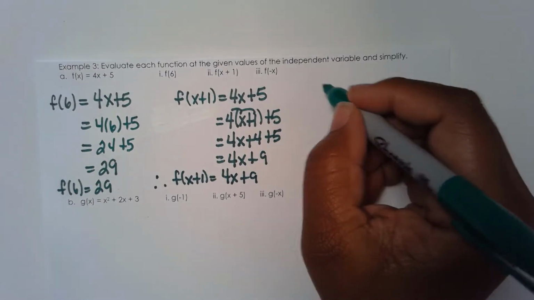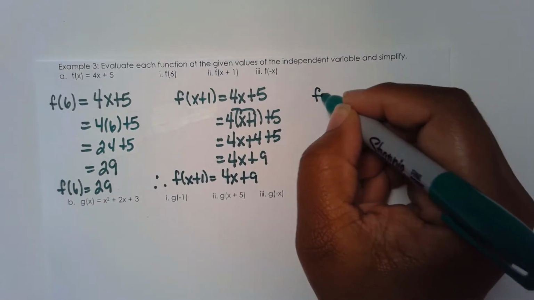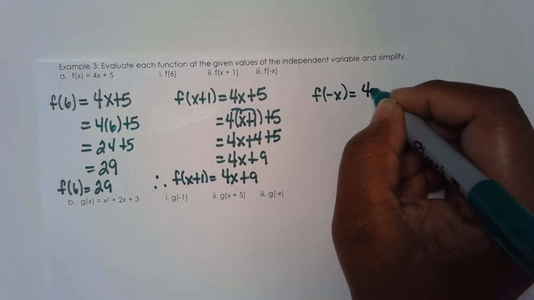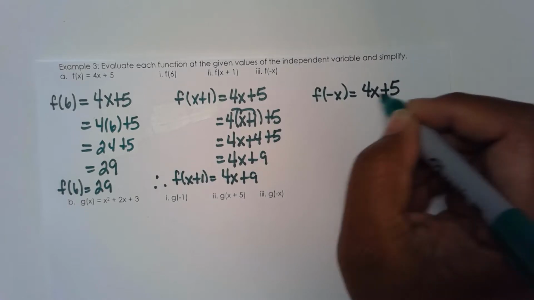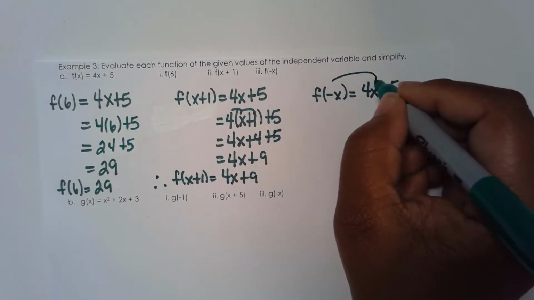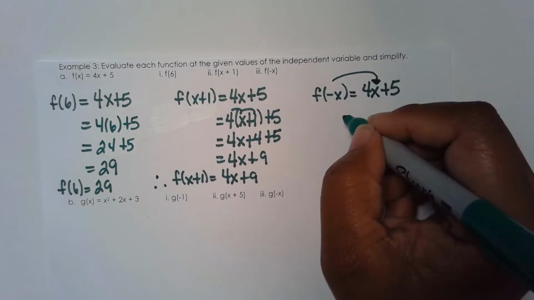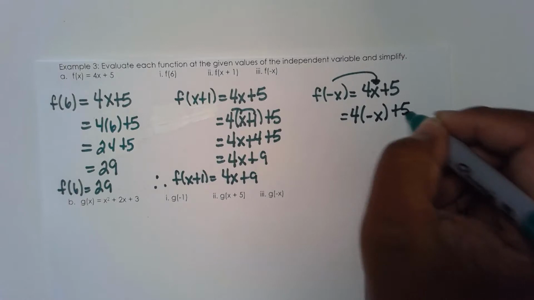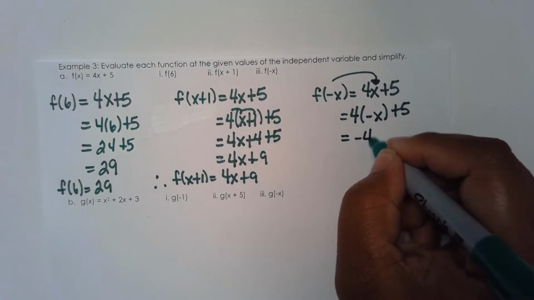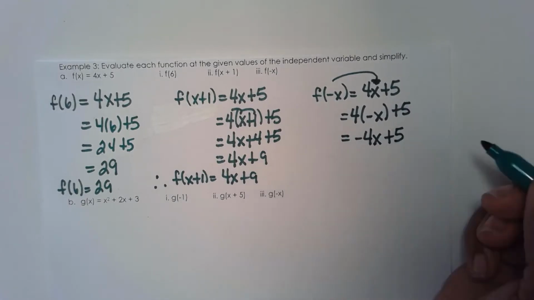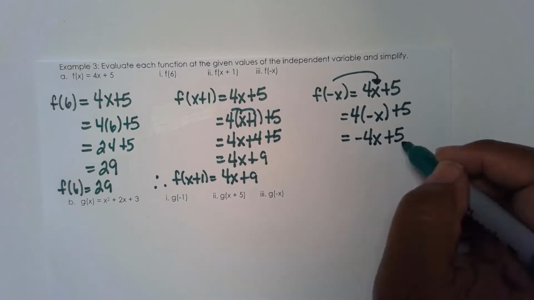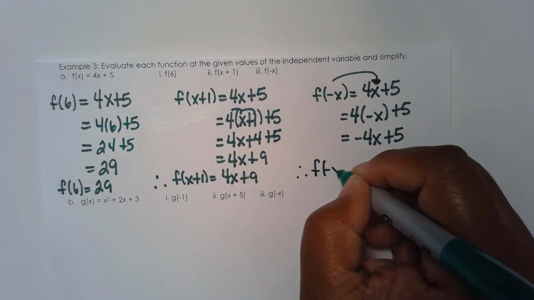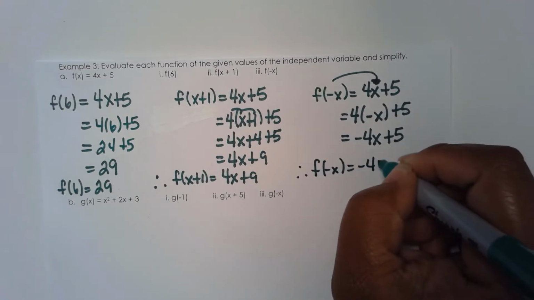And then the last one for this example, find f of negative x. So where we see x, we're going to plug in negative x. 4 times negative x plus 5. That would be negative 4x plus 5. And that's all we can do because these are not like terms. So f of negative x is negative 4x plus 5.